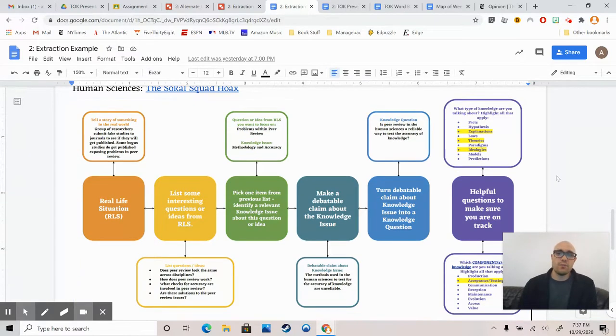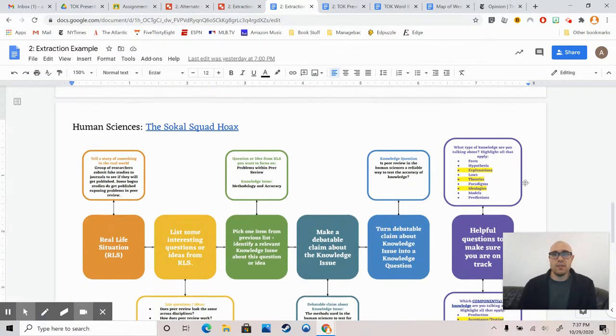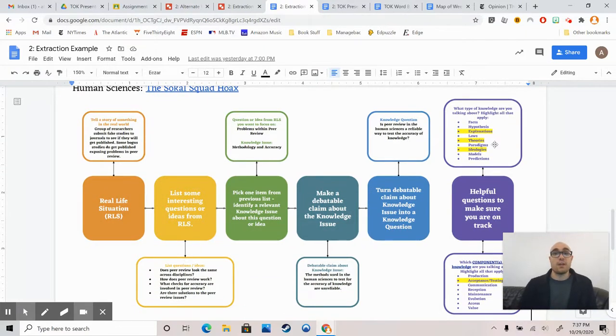One of the helpful tools you can use here is seeing what kind of knowledge you are talking about, and making sure that you're talking about knowledge. Ask the question: am I talking about explanations? Theories? Ideologies or paradigms, models, predictions? If you're not talking about one or multiples of these, you might be a little bit off track and might not be focused so much on knowledge. You have to make sure that you're focused entirely on knowledge.